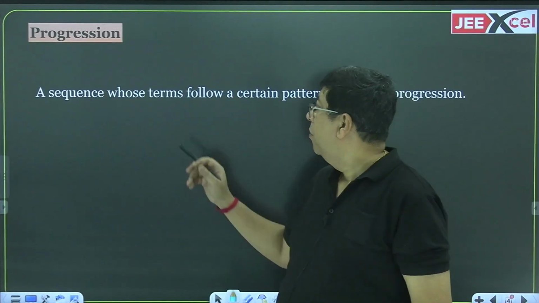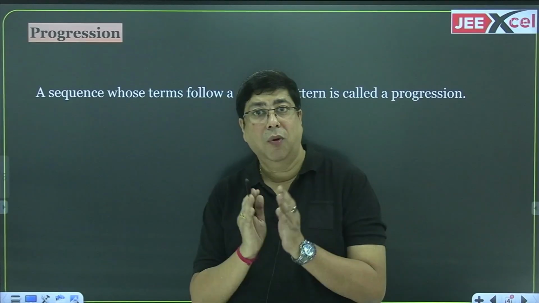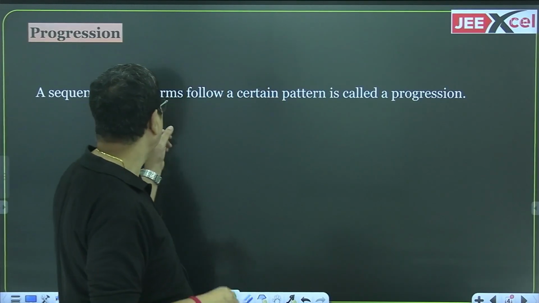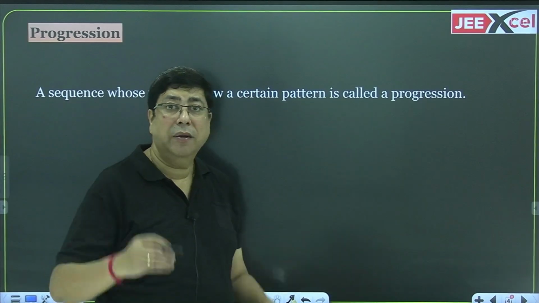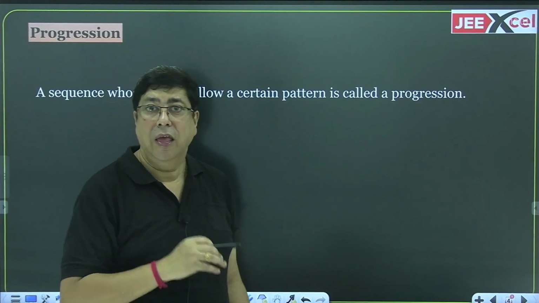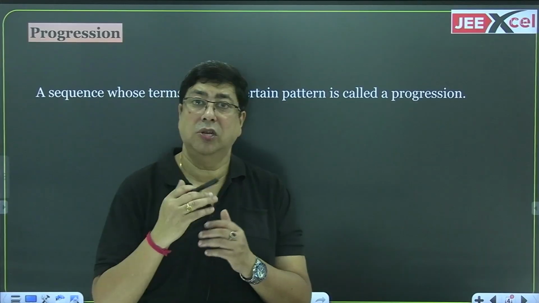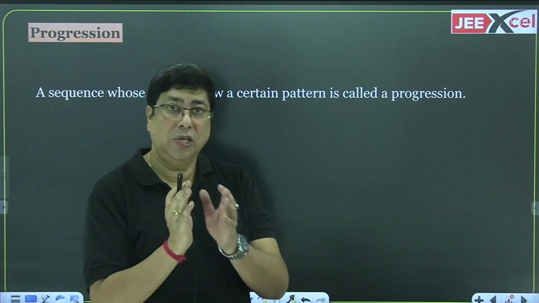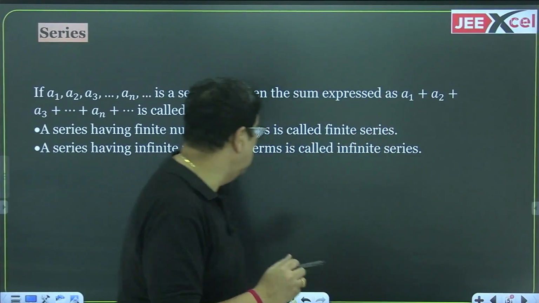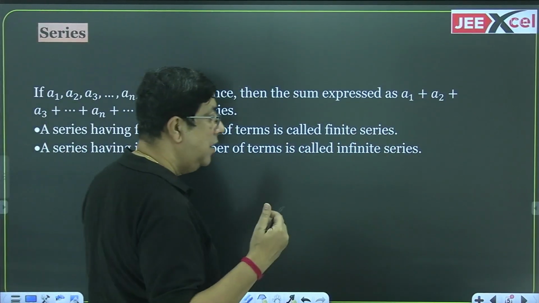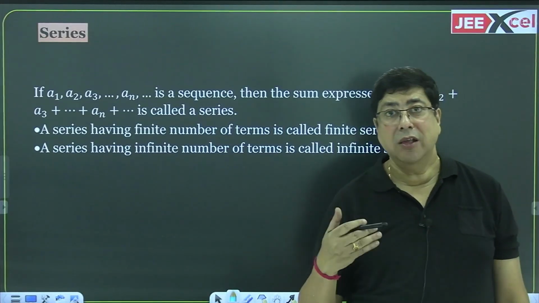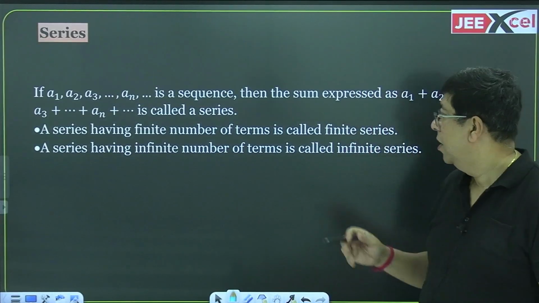Now, progression. A sequence can be divided into 2 parts: one is a progression, one is a non-progression. Progression means it follows a certain pattern. That means a sequence whose nth term is properly defined. In some cases, a sequence whose nth term is not defined is a non-progression. Now series: by adding or subtracting the terms of a sequence, a series is formed.